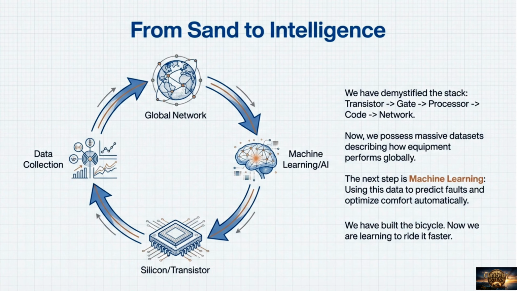We have demystified the stack from transistor to global network. Now we use massive global datasets to describe how equipment performs. The next step is machine learning, using this data to predict faults and optimize comfort automatically. We have built the bicycle. Now we are learning to ride it faster.